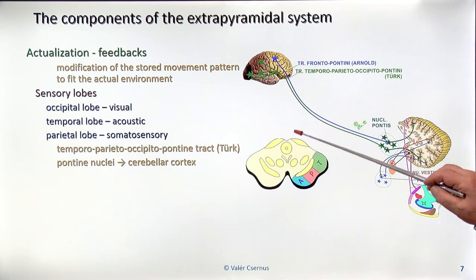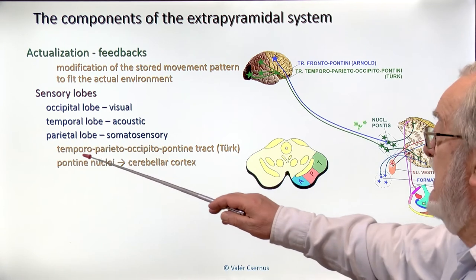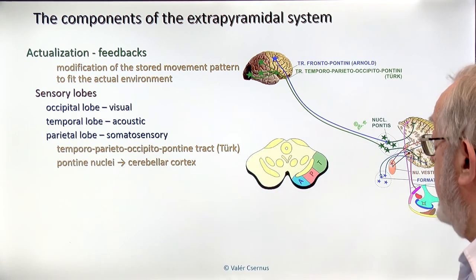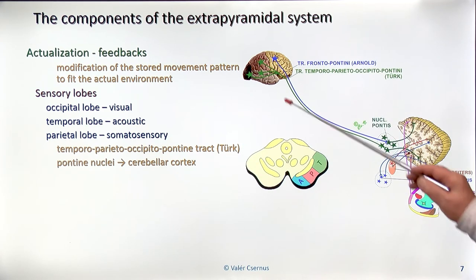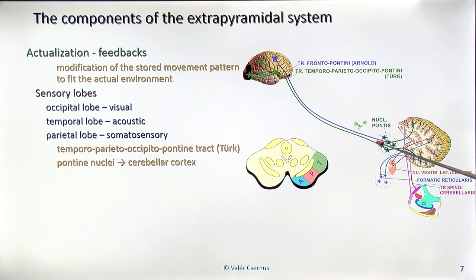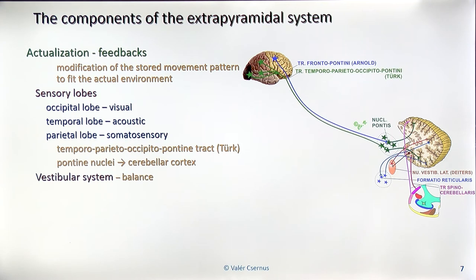It has a complex name, temporoparieto-occipito-pontine tract. If you don't want to break your tongue, you say Turk pathway. This goes the very same way as the frontopontine pathway and ends on the same nucleus, the pontine nuclei, just running in the lateral side of the pedunculus cerebri in the mesencephalon. The following pathway is also identical to that of the Arnold pathway. It goes to the opposite hemisphere, to the pontocerebellar pathways through the middle cerebellar peduncle.